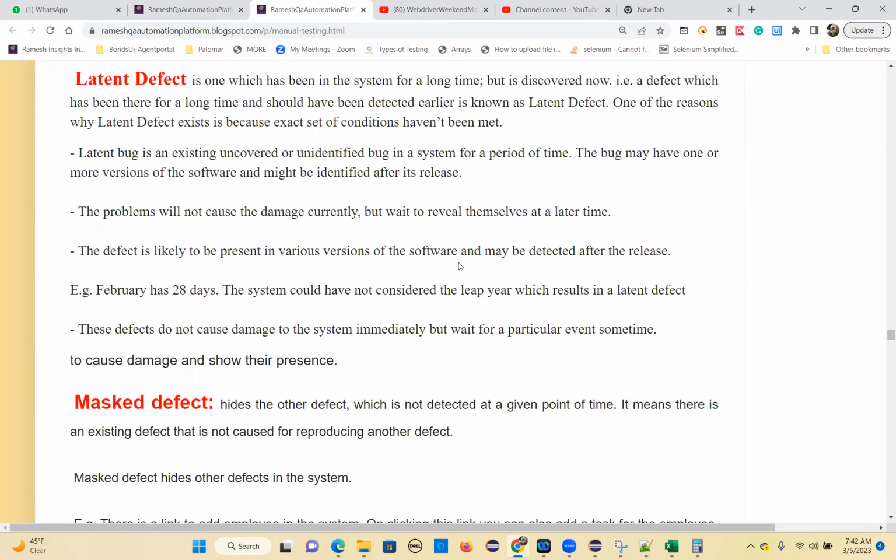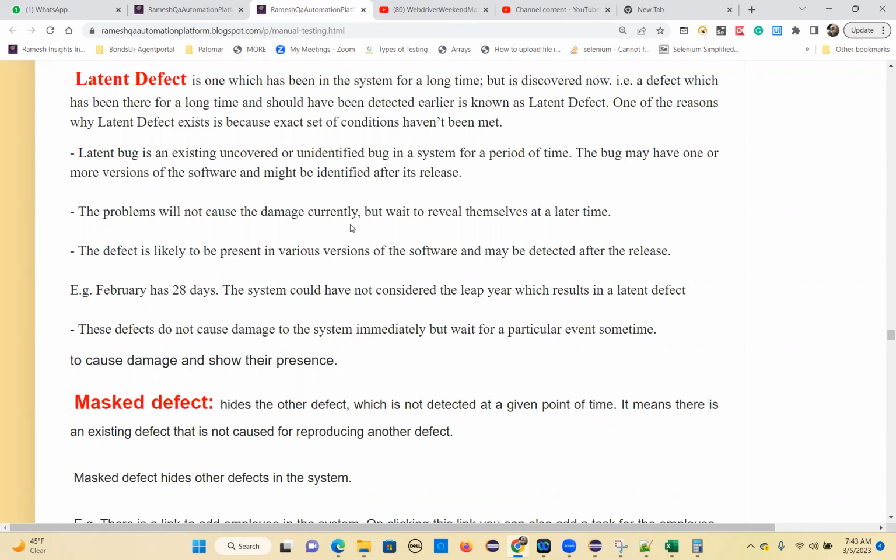The reason for this latent defect may be that the test data is not suitable for this scenario. You didn't give proper test data and the conditions are not met in your testing, so that scenario hasn't come up when you're testing. All these reasons cause a latent defect. The defect is likely to be present in various versions of the software. That means various releases, various builds, it is there, but you didn't find it.